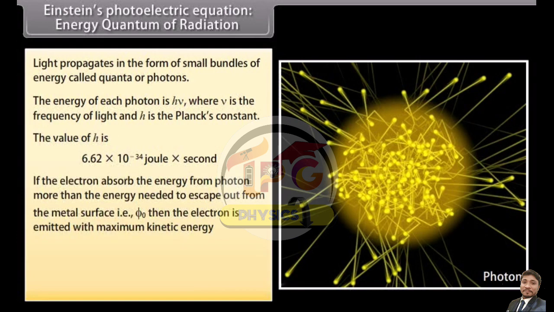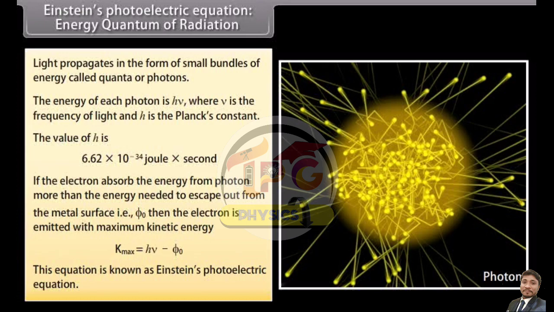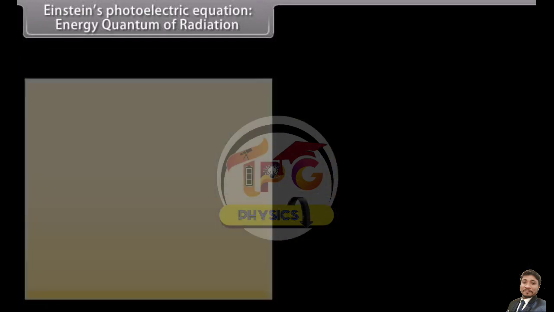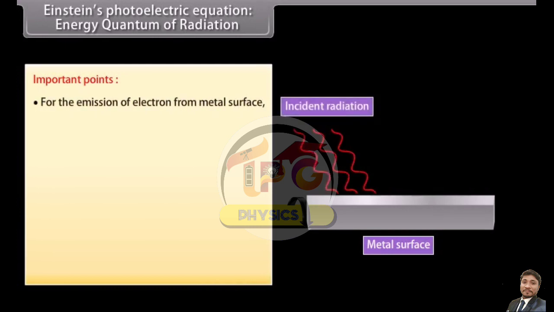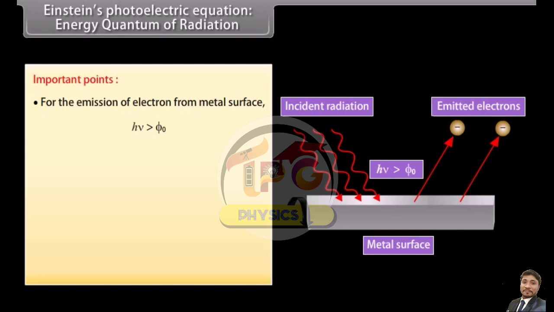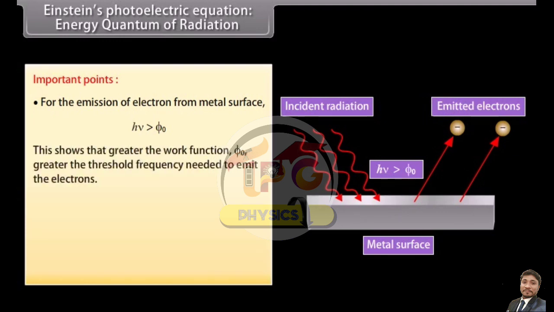If the electron absorbs energy from a photon more than the energy needed to escape from the metal surface, that is φ0, then the electron is emitted with maximum kinetic energy Kmax, which is equal to hν minus φ0. This equation is known as Einstein's photoelectric equation. Important points. For the emission of an electron from the metal surface, hν must be greater than φ0. This shows that the greater the work function φ0, the greater the threshold frequency needed to emit the electron.